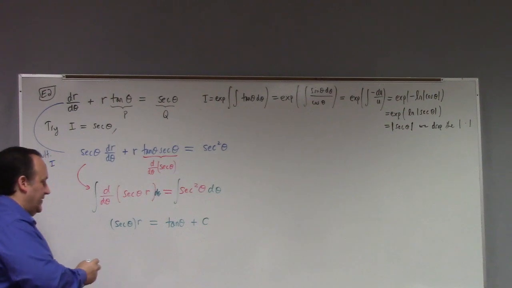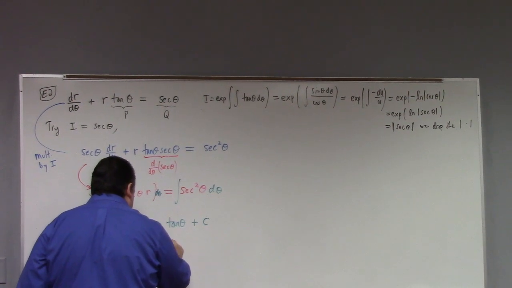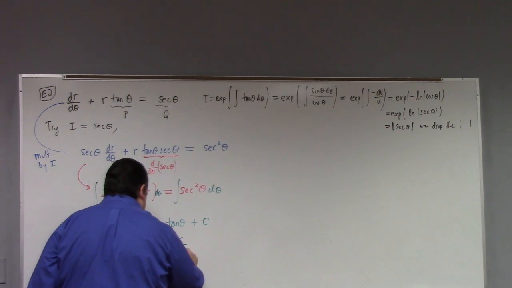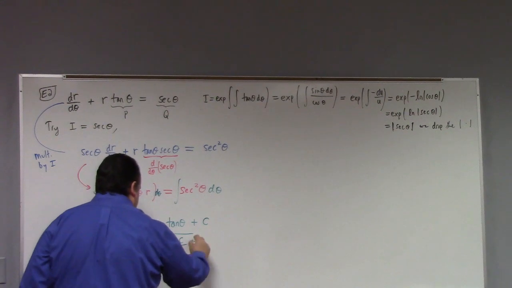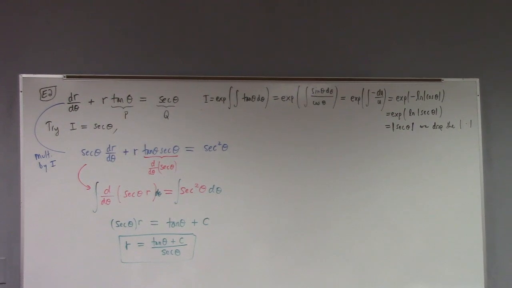And then solve for r. We'll get r is tangent theta plus a constant divided by secant theta, because I decided I want to get an explicit solution, and there you go. That is the integrating factor method.